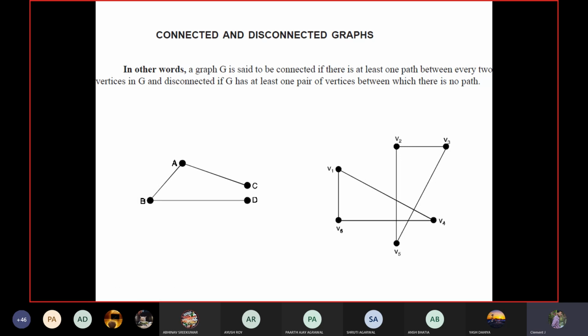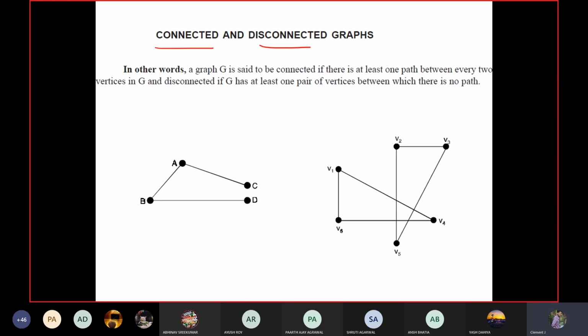Listen carefully. Next are connected and disconnected graphs. Connected has a very simple definition. You have the vertices in the graph G, and you need to check only one thing: if I want to travel from one vertex to any other vertex of the graph, is it possible to take a path between any pair of vertices? If so, the given graph is a connected graph. If it is not so, then it is a disconnected graph.